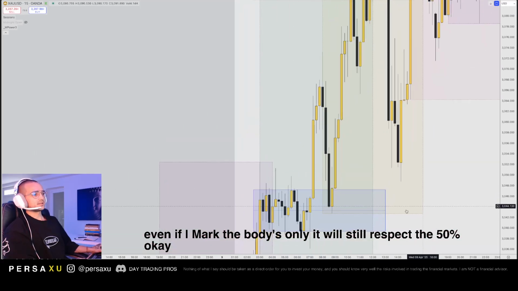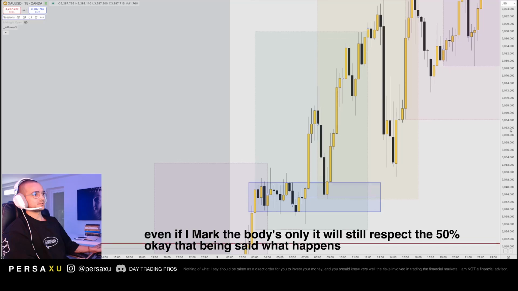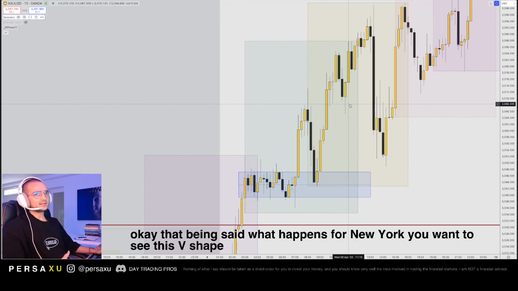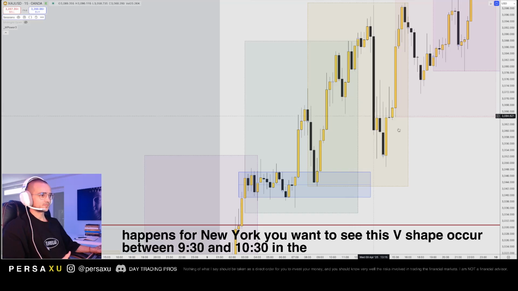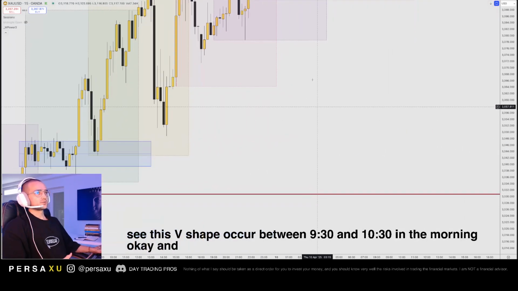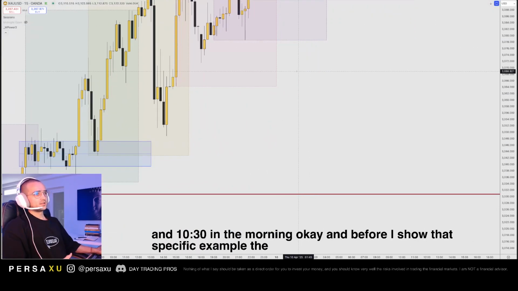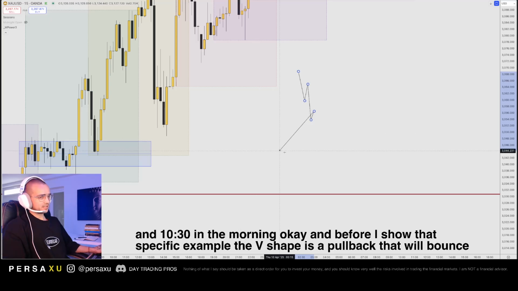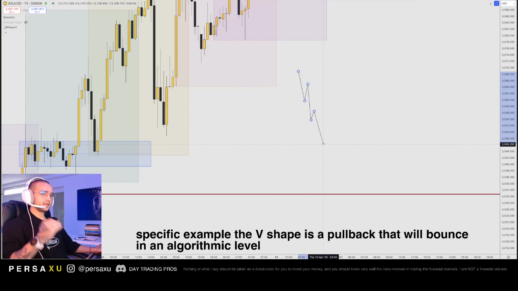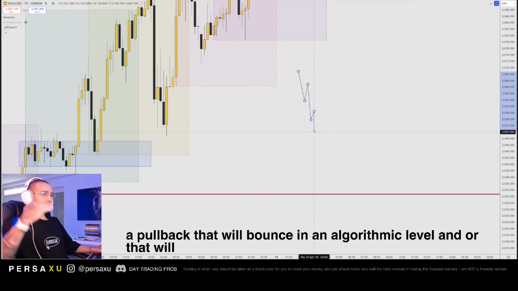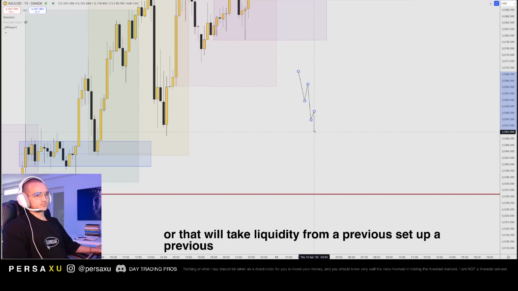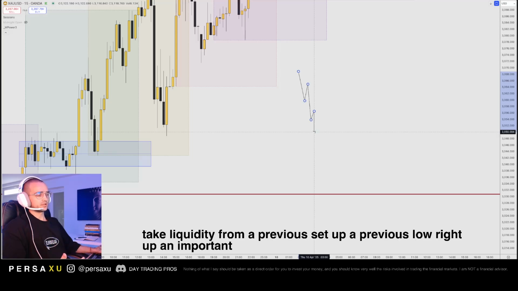Okay, that being said, what happens for New York, you want to see this V shape occur between 9:30 and 10:30 in the morning. Okay, and before I show that specific example, the V shape is a pullback that will bounce on an algorithmic level and/or that will take liquidity from a previous low, right? An important low, okay?